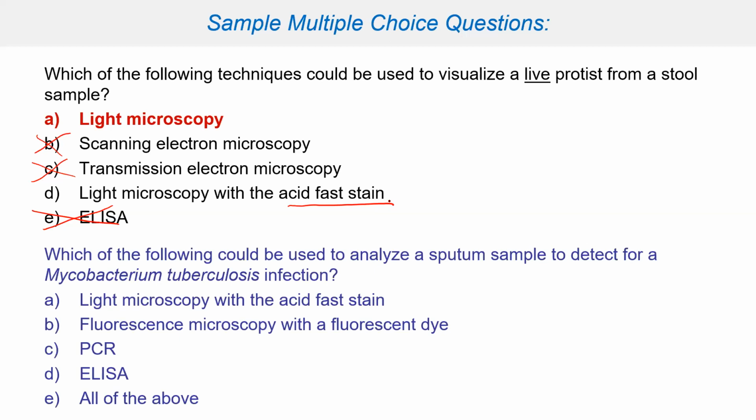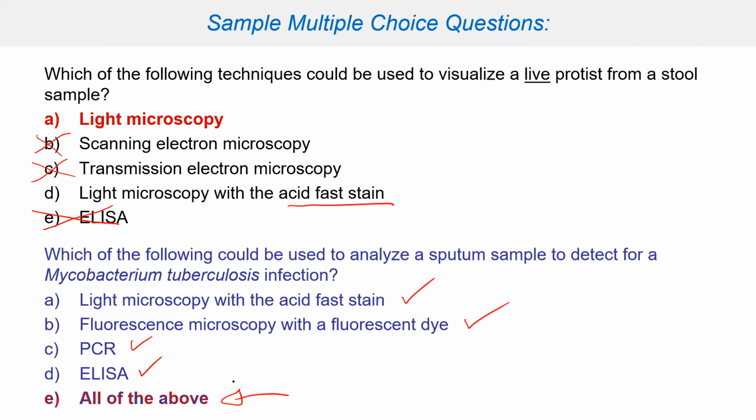Here's another one. It says, which of the following could be used to analyze a sputum sample to detect Mycobacterium tuberculosis? Okay, so sputum sample is basically what somebody has coughed up. And it says here, which of these could be used to detect tuberculosis? So we talked about the acid-fast stain as kind of a traditional method for looking for tuberculosis. I also mentioned that there are modern fluorescent methods. And these methods here can also be used to detect tuberculosis. So the correct answer is all of the above.